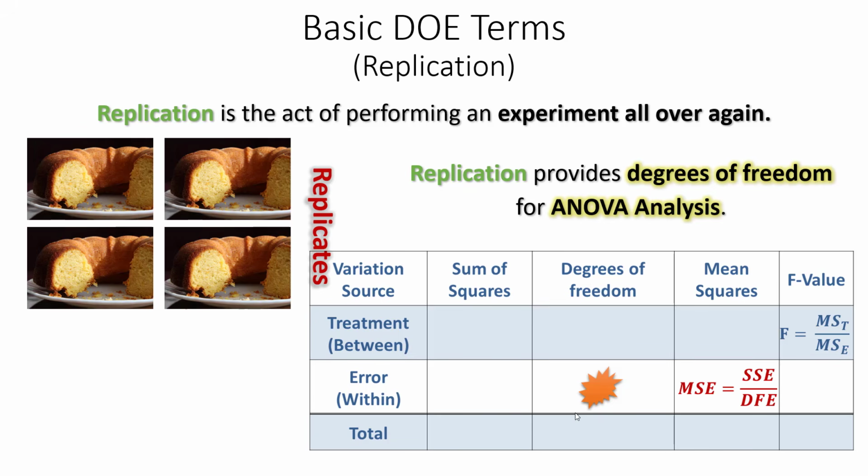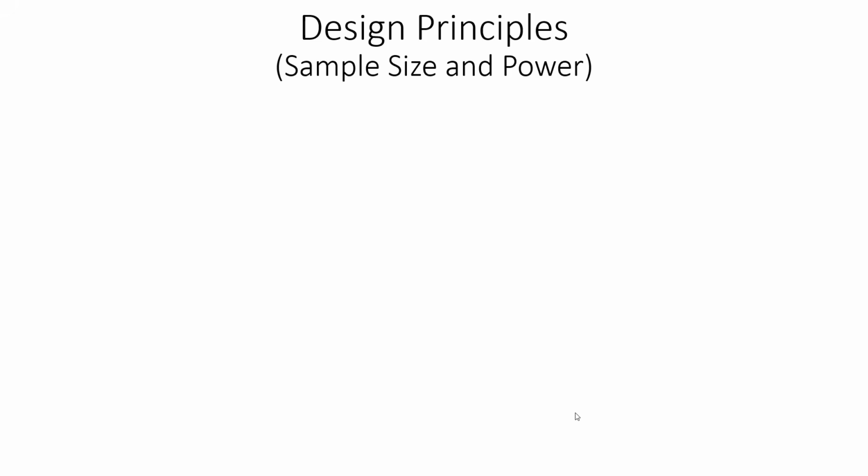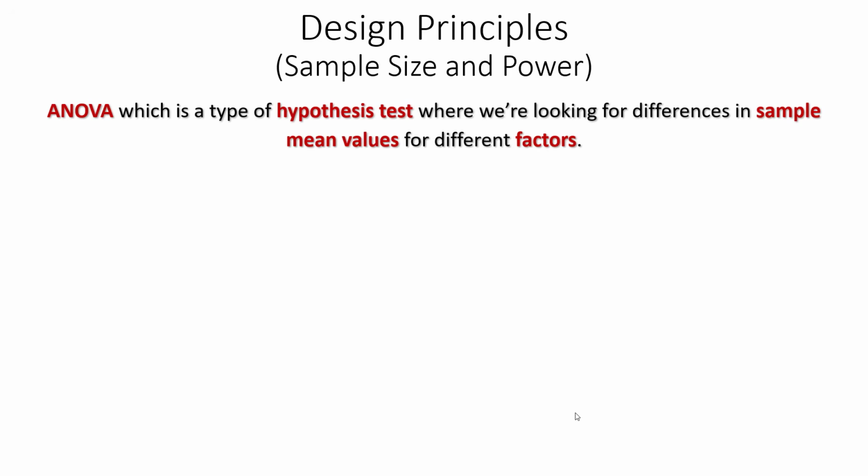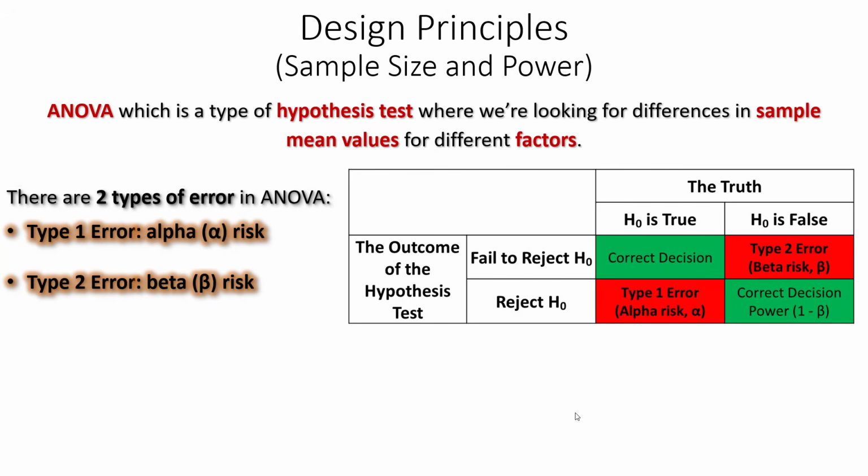And so the only way to make that evaluation is to replicate your experiment and give yourself the degrees of freedom that you need to do that. Now, I talk about replication and sample sizes, but I also want to remember, if we're talking about ANOVA analysis, remember ANOVA is a type of hypothesis test. And anytime we're doing hypothesis testing, there is a chance that we come to the wrong conclusion.